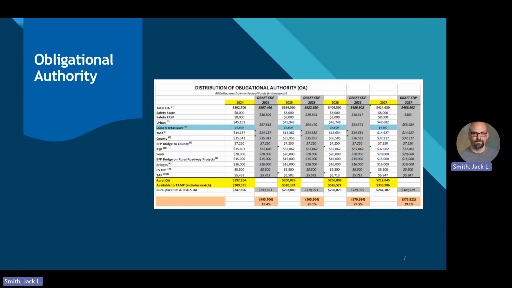Additionally, we provide the breakdown of obligational authority. There's a little bit of forecasting that goes on with further out years, but essentially, we are able to show the directors where each investment category is going. Part of this includes an available to TAM line item, which is towards the end, which allows us to compare the funding that we are dedicating to asset management and how that will relate to our investment strategy.